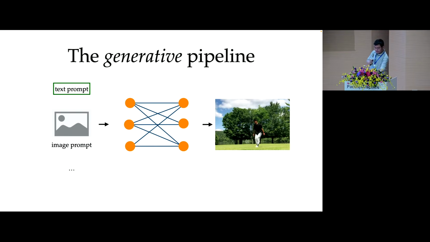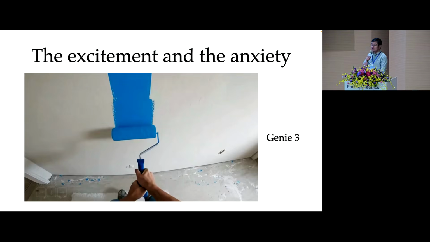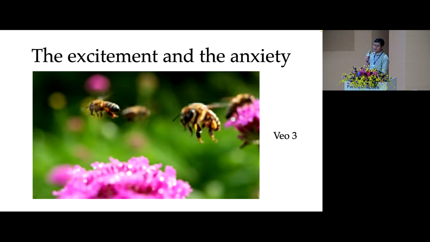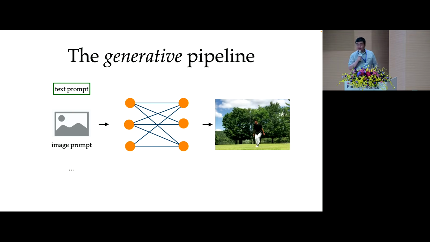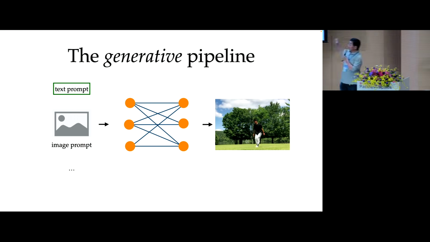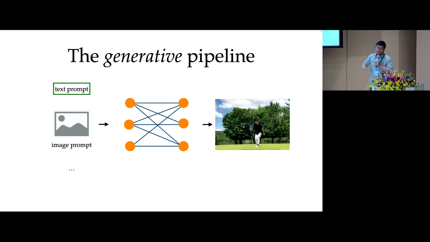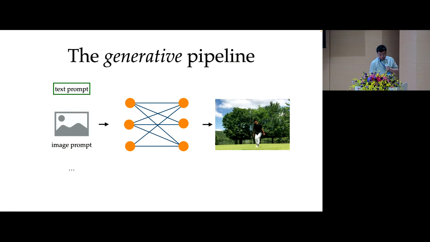So there are all these generative pipelines, right? Like these video generation ones. So how do they work exactly? Usually you have some input, text prompts and image prompts. And then these go through a big neural network. No one knows what's going on in there, but it's usually a transformer. And then the big neural network will give you an image or a video.